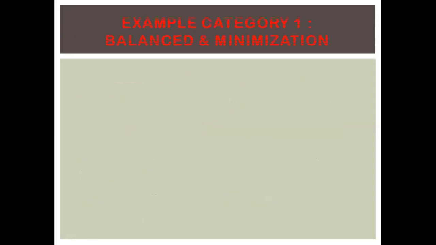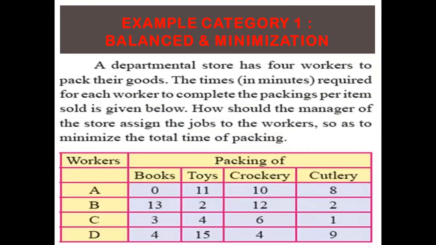Now let's move on to the example so that you can understand how to solve a balanced and minimized problem. This is a problem which is given in your textbook. A departmental store has 4 workers to pack their goods. The time in minutes required for each worker to complete the packing per item sold is given below. How should the manager of the store assign the jobs to the workers so as to minimize the total time of packaging? So this is your assignment technique.